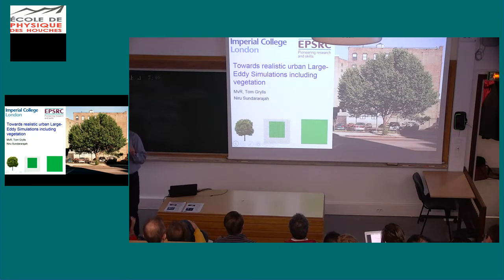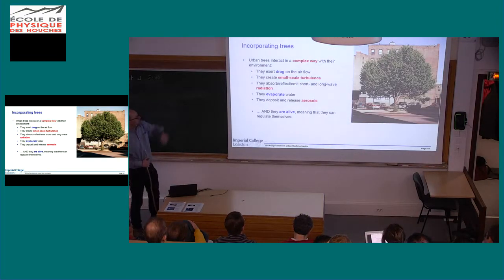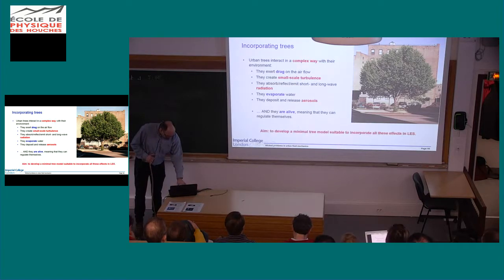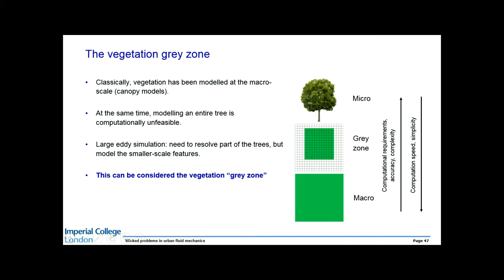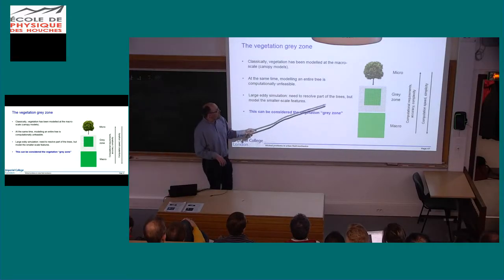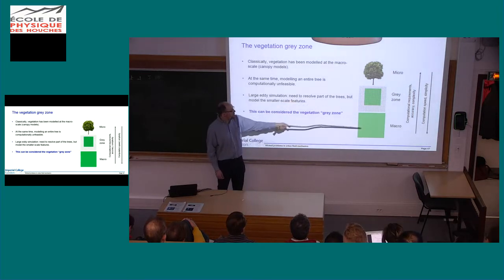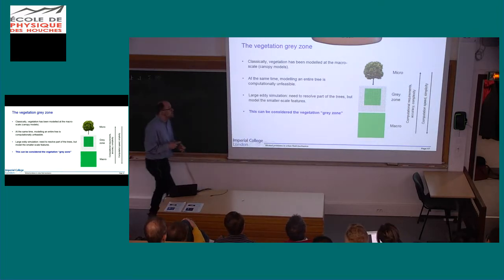I'll just spend the last few minutes talking about vegetation. The problem here, I've already outlined what trees do. So we want to develop a really simple model. This is this quest for a kind of ground truth model, because there's always going to be heavy modeling involved. The challenge with LES is that you can't resolve the tree, but you're also at this uncomfortable zone where you can't parameterize it. This is also what you encounter in the atmosphere and in the ocean.